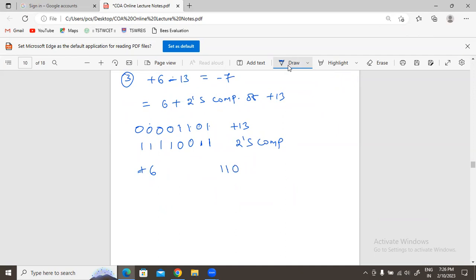4 plus 2 plus 1. Okay, so this is a code. Remaining bits become 0. 1, 2, 3, 4, 5, 6, 7, 8. Now, I want to add this minus 13. But minus 13 I am representing in 2's complement. So, write this 2's complement code.